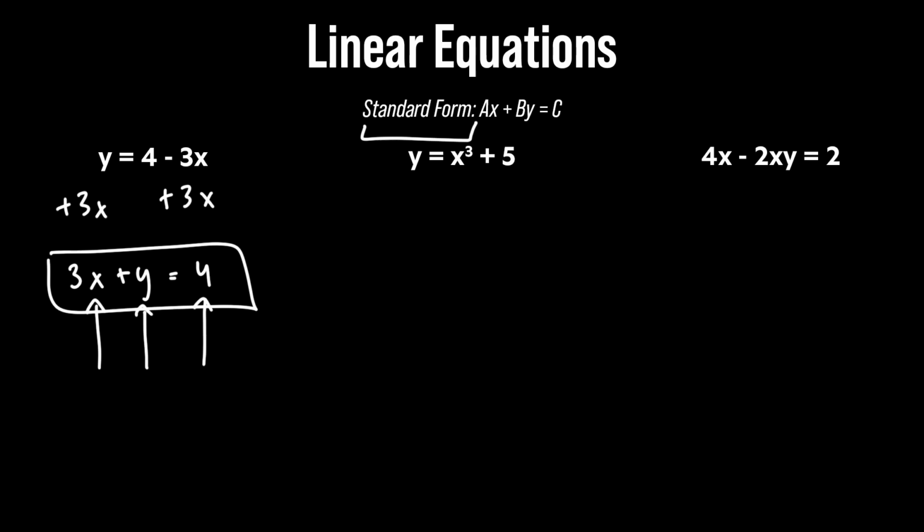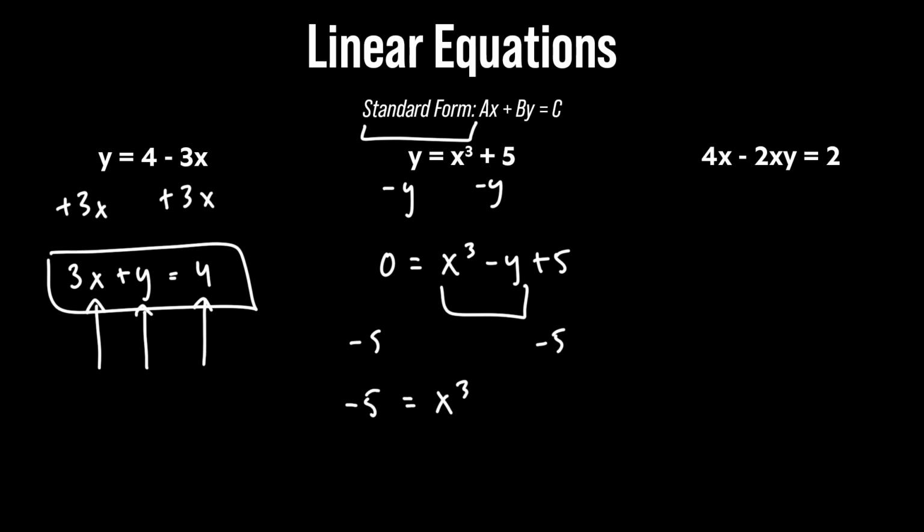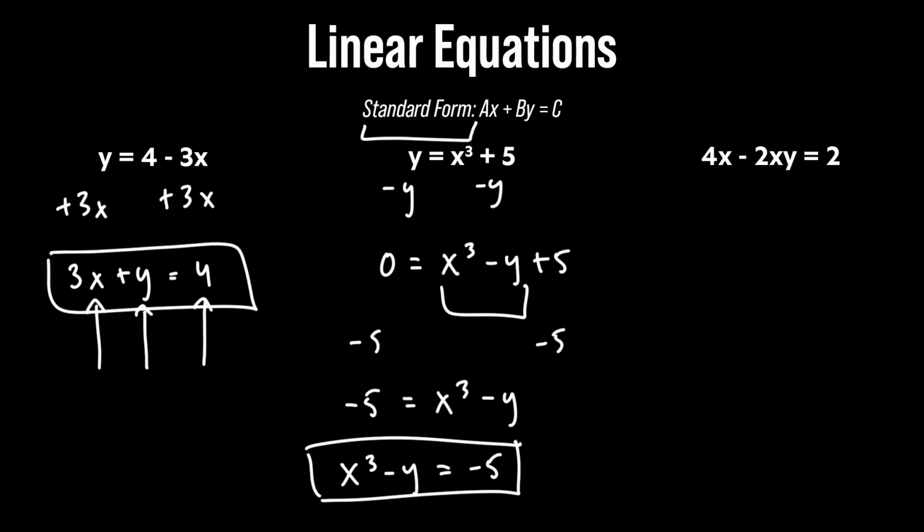So following suit, in order to transform this second problem into standard form, where the x term is already here, let's just subtract the y term from both sides so that we get 0 is equal to x to the third minus y plus 5. So now we already have the x and y term set up properly, but now we have the 5 on this side, which we can subtract from both sides to get negative 5 is equal to x to the third minus y, or x cubed minus y. And this is the same as x cubed minus y is equal to negative 5. So we've effectively written this in standard form.